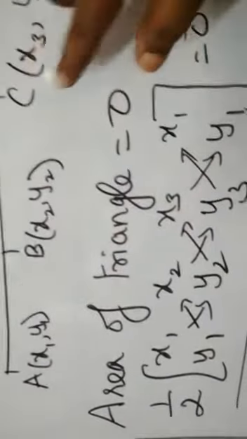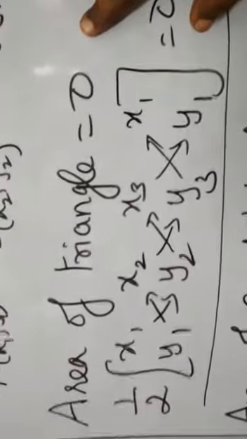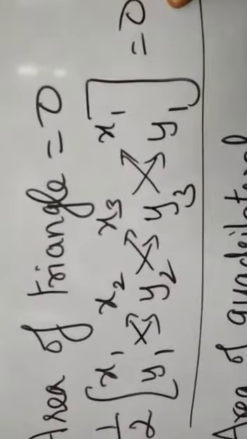See, 3 points are there. This is not a triangle. This is a straight line. Using these 3 points, we cannot make a triangle. So, using the given points, find the area of the triangle. If the area of the triangle is 0, then the 3 points are said to be collinear.